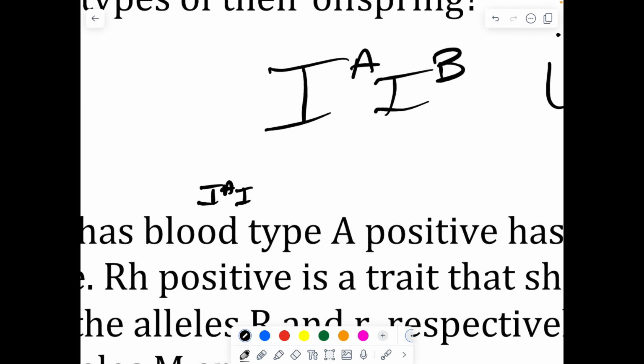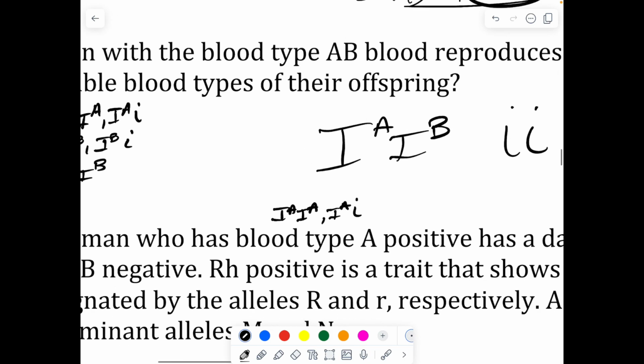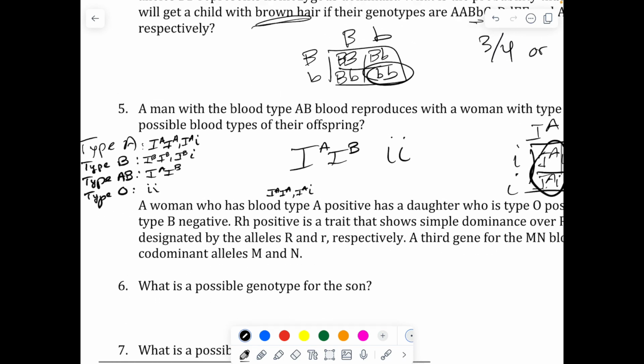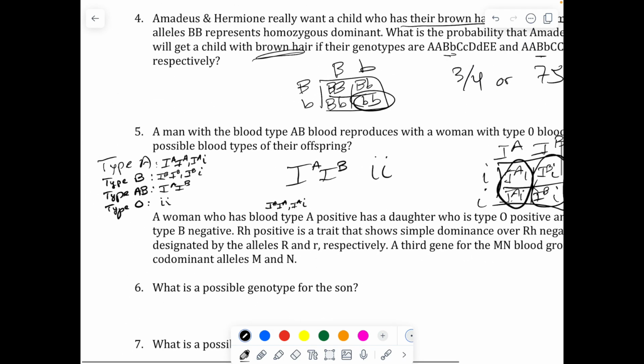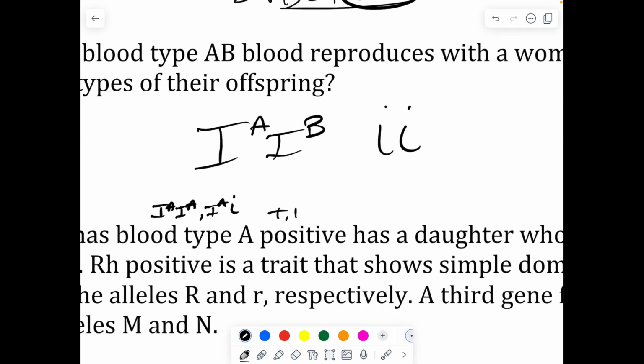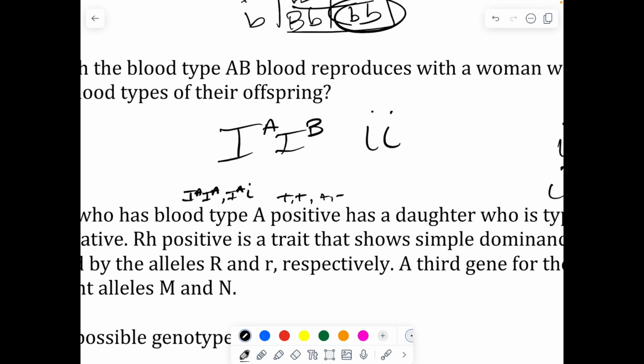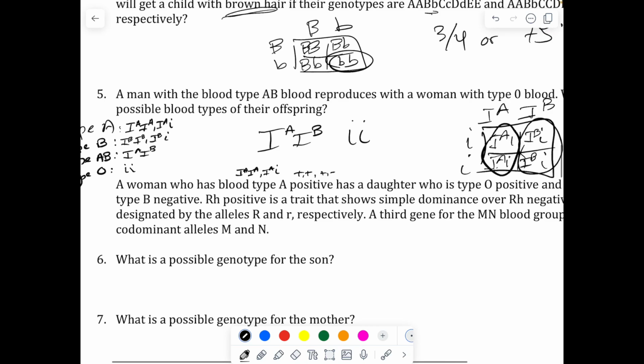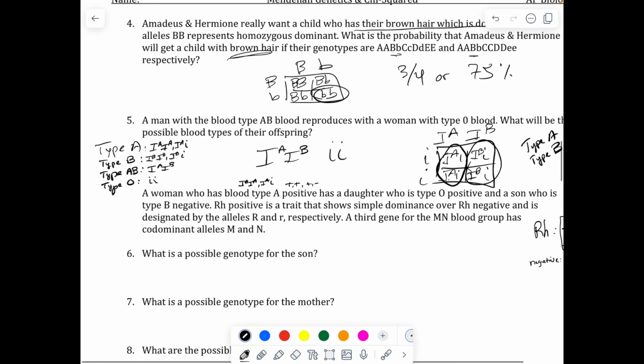Now, if we start with her, we might be like, well, I don't know whether she is homozygous for type A blood or if she is heterozygous for type A. And we have the same problem with positive. We don't know whether she's homozygous or heterozygous. So she's positive, positive, or positive, negative. If I look at the word problem, the first thing that right away makes us figure out what she is, it says she has a daughter who is type O.